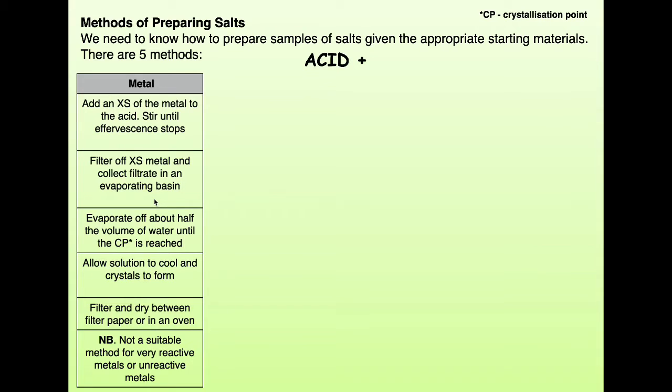We can filter directly into an evaporating basin because the next step is that we evaporate off about half the volume of the water until the crystallization point is reached. Now the crystallization point is when we know that if the solution cools, crystals will start to form. The way to test this is to stick a glass rod into the solution and then take it out and let it cool, and you'll see that solid forms on the surface of the glass rod.